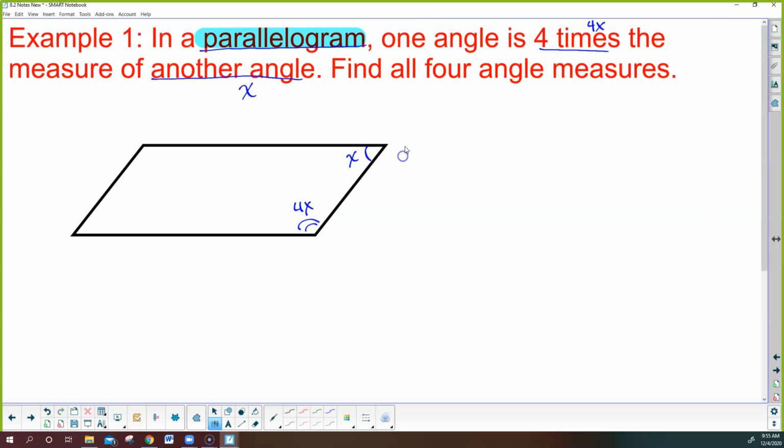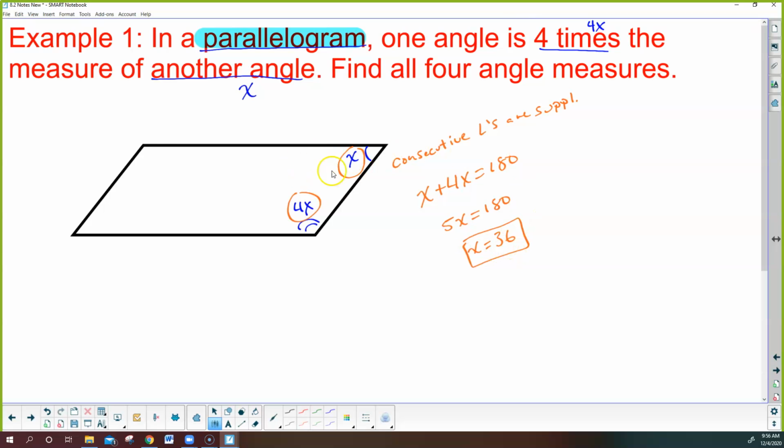Now you could stop right here because the theorem that I would use is our conclusion: because it's a parallelogram, consecutive angles are supplementary. So that means these two angles, because they're next to each other, have to add up to 180. And there's the algebra problem. So from there, we have to find all four angles. So we can add our x's, and we can divide. We get 36.